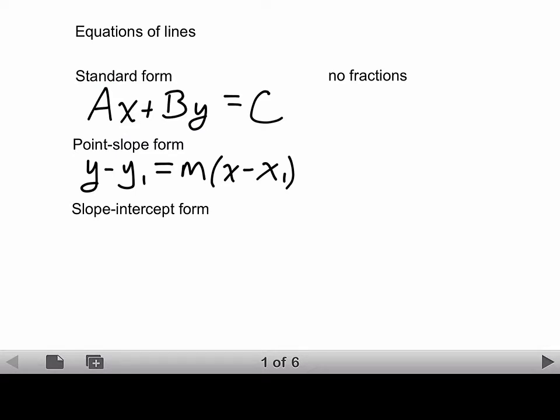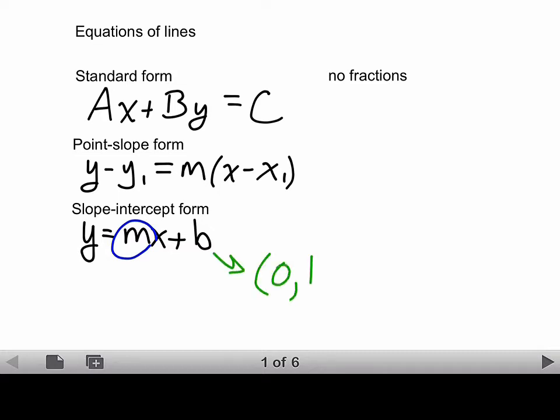Point-slope form is y minus y1 is equal to m times the quantity of x minus x1. It's called point-slope form because the x1 and y1 are coordinates of a known point, and m is a known slope. Slope-intercept form is y equals mx plus b, and is so named because m is a slope and b gives the coordinate of the y-intercept, which is an ordered pair (0, b).